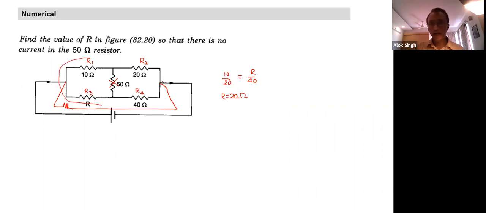If I connect another resistance here also, does it change? No, still this part is Wheatstone. So any combination of 5 resistances connected like this could be Wheatstone. It could be part of the circuit. It need not be the full circuit. It could be a part of the circuit.